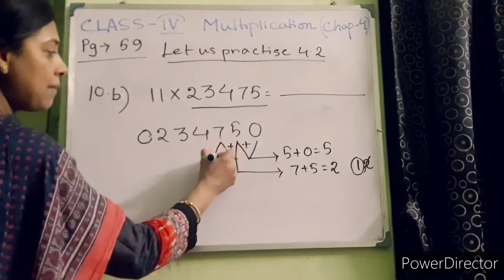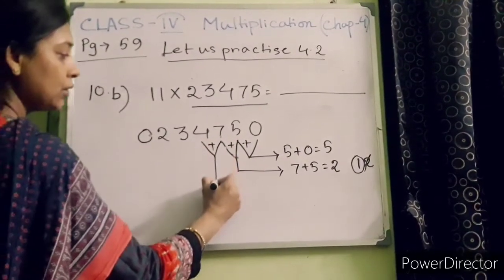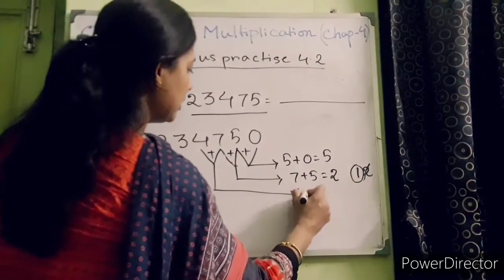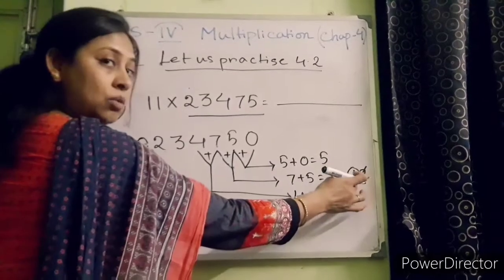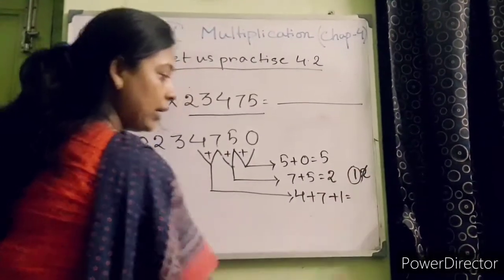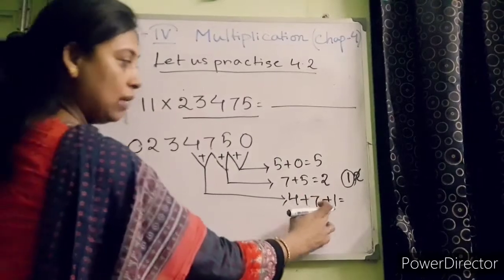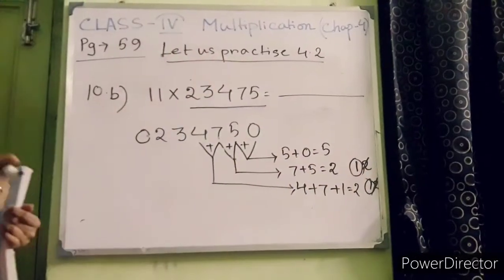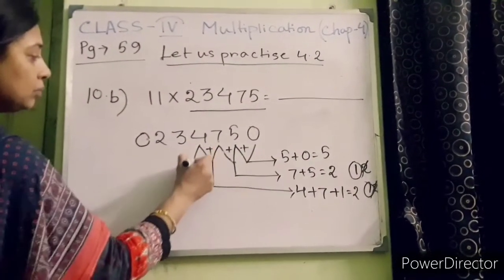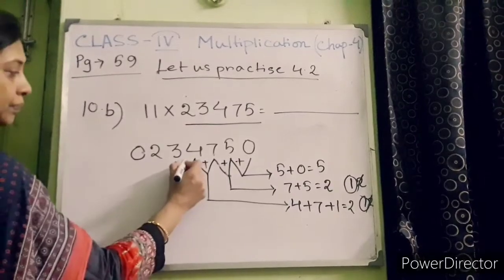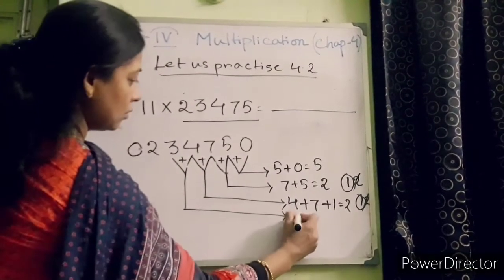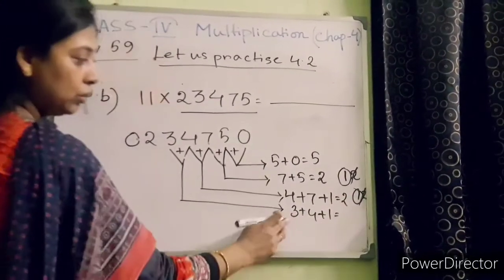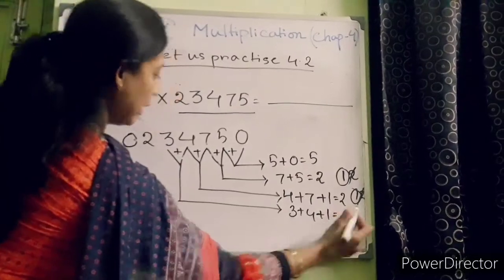After that 7 plus 4, that is 11, or 4 plus 7, anything, plus 1 that is in your hand. Now add here 4 plus 7, 11, 11 plus 1, 12. Again 12. You cut 2 and write here, and 1 is in your hand. After that, 4 plus 3, and here is 1. So 3 plus 4 is 7, 7 plus 1 is 8.